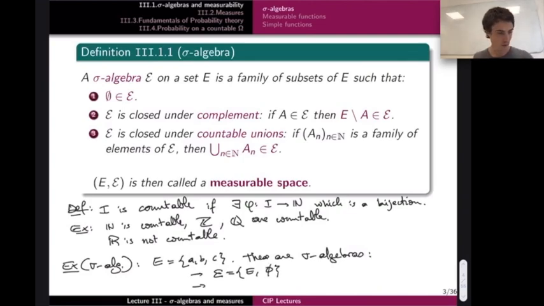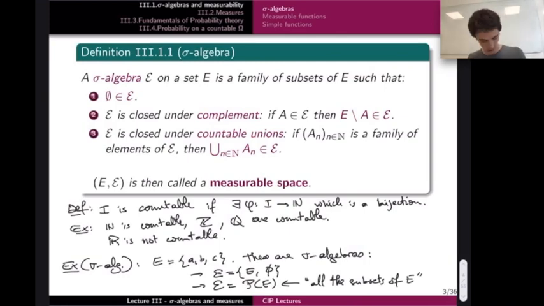Let me give you another one. For instance, this one will be important. If I take all the subsets of E, P of E, this is a sigma-algebra. So that's a good exercise for you to check that these two families are sigma-algebras. Maybe a last one, a third one here.